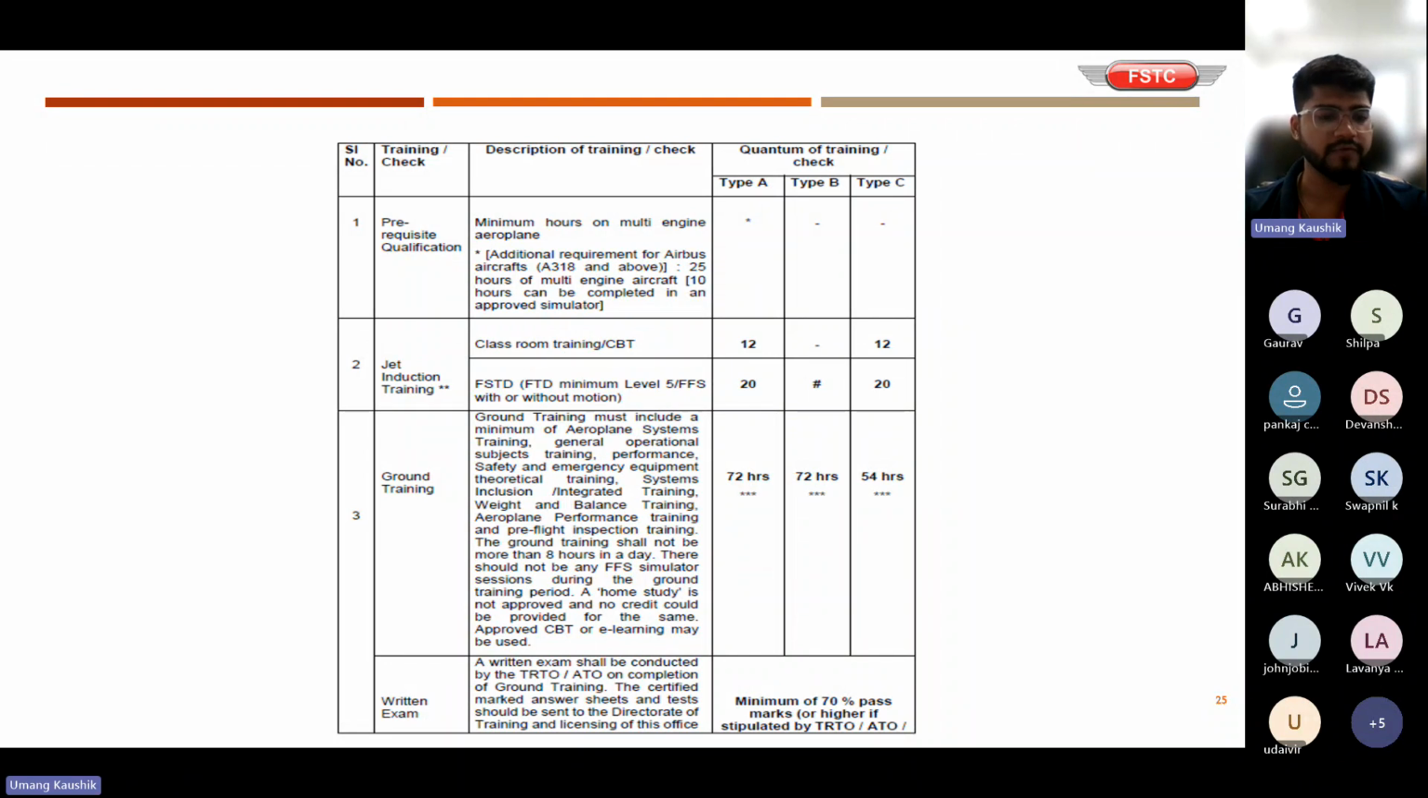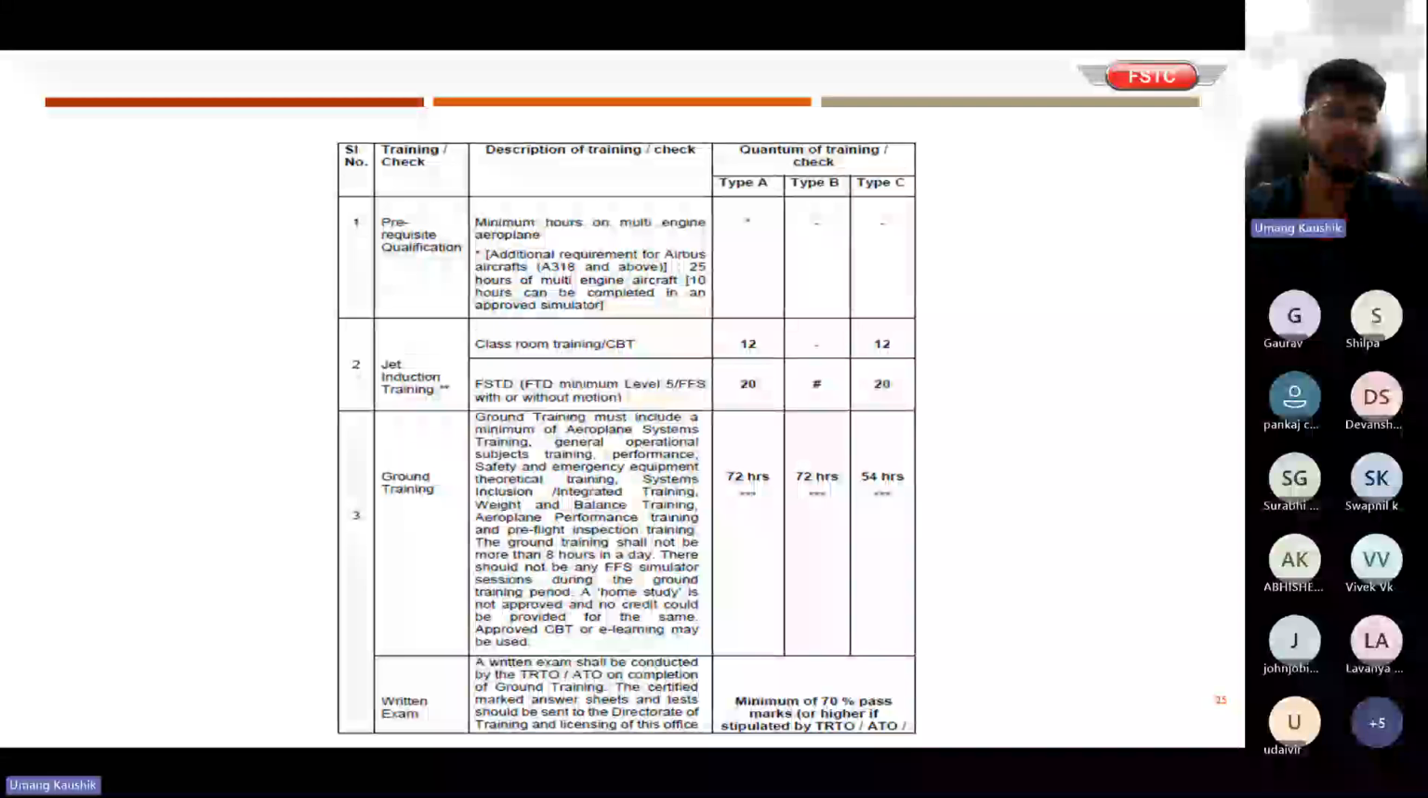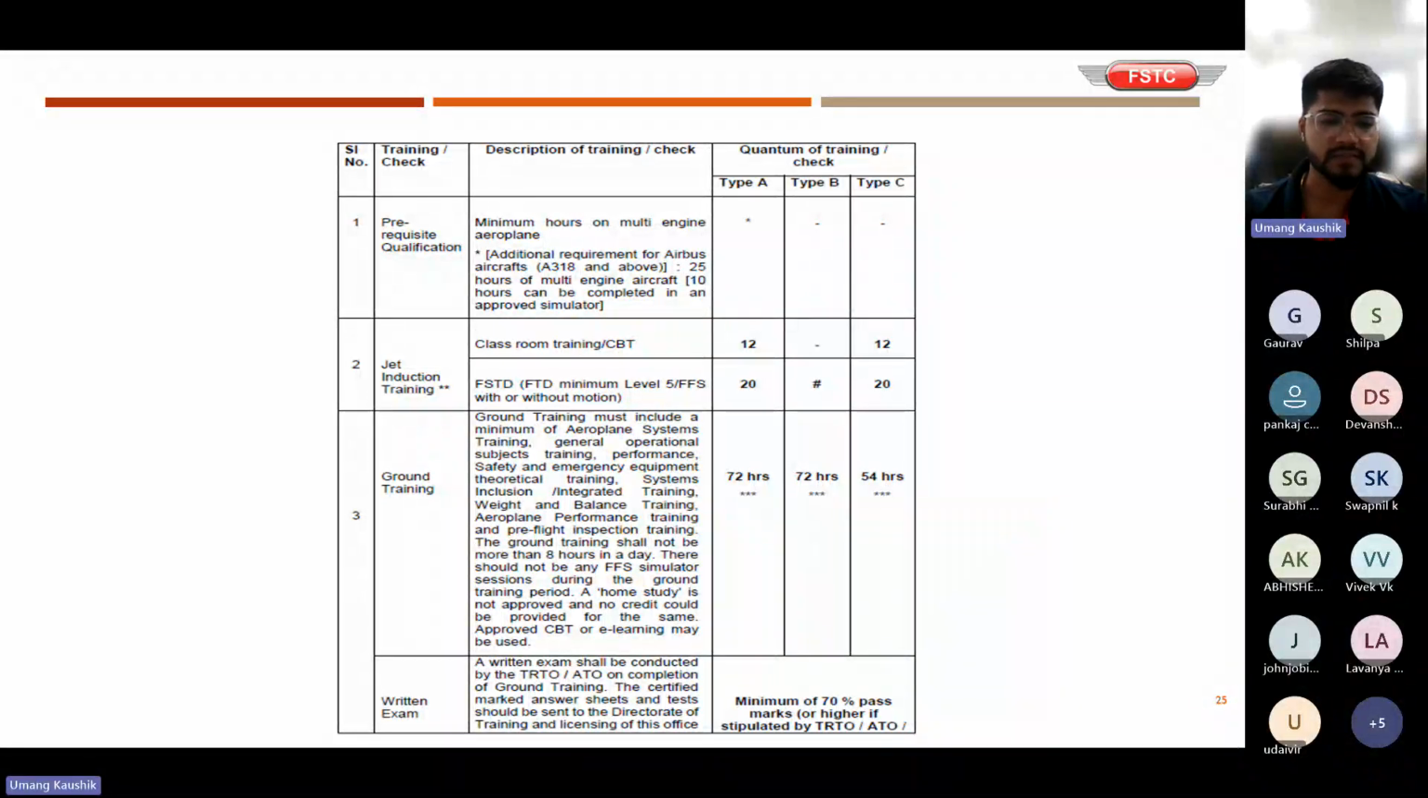The minimum requirement for ground training is that it must include aeroplane systems training, general operational subject training, performance, safety and emergency equipment, theoretical training, systems, integrated training, weight and balance, aeroplane performance, and others. The minimum requirement for ground training is 72 hours. So there will be 72 hours of ground school. That is the minimum requirement from DGCA that you need to complete.